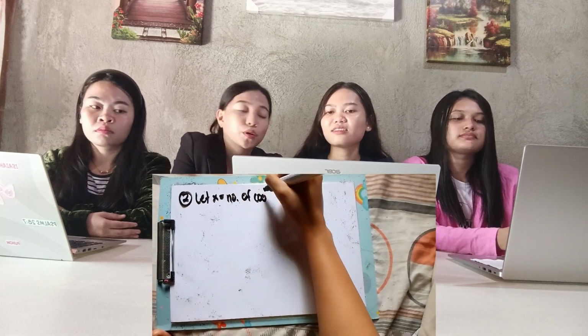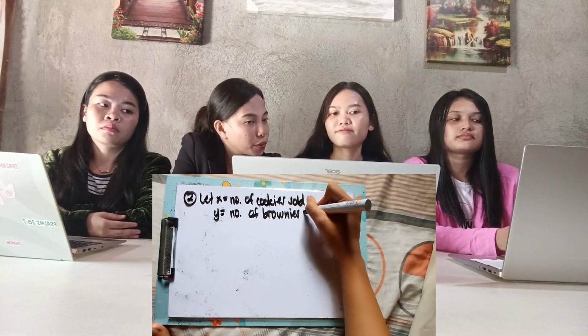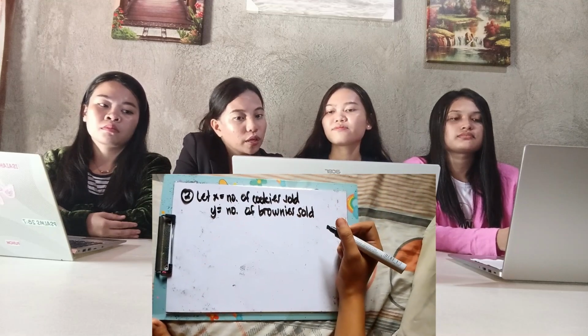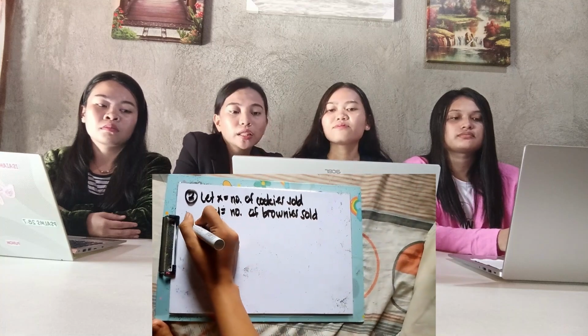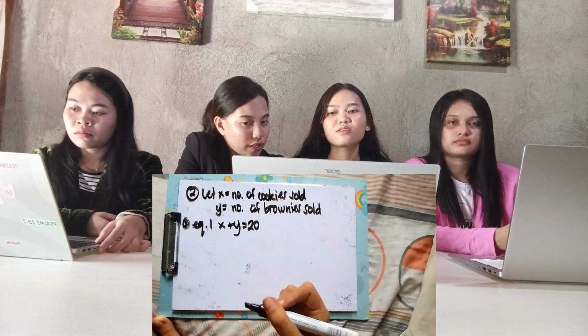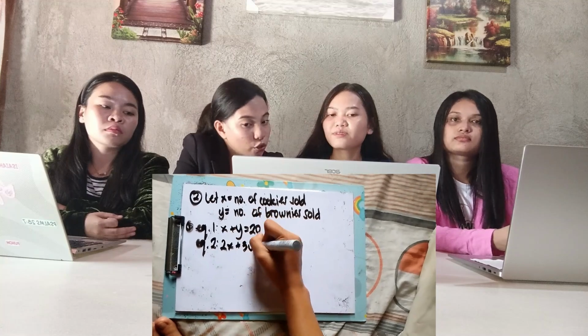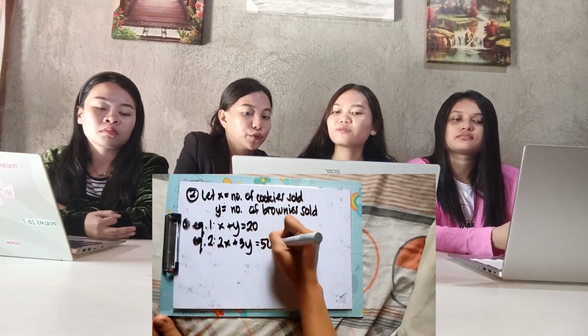Ruby, take it away. Okay, so this is a perfect example of how linear equations can help us solve real-world problems. Now, this is how we set it up. Let x represent the number of cookies and y represent the number of brownies. So now we're given the information. The total number of items sold is 20. So x plus y equals 20. The total amount of money made is $50. So 2x plus 3y equals 50.